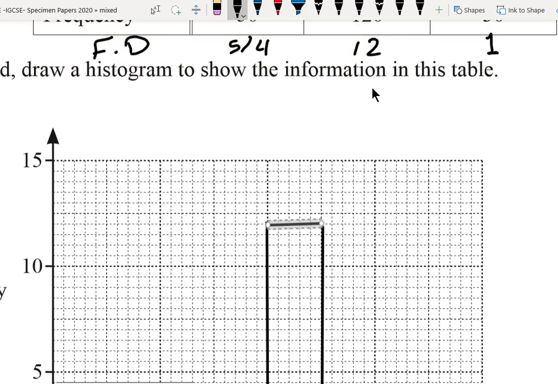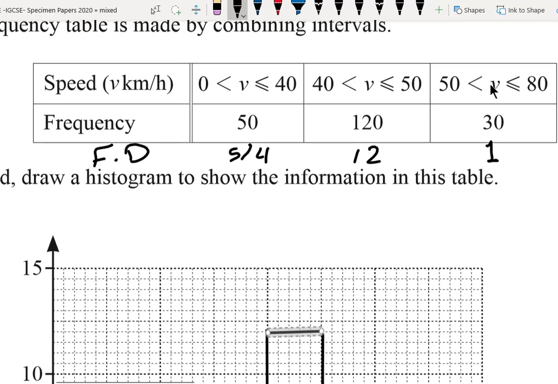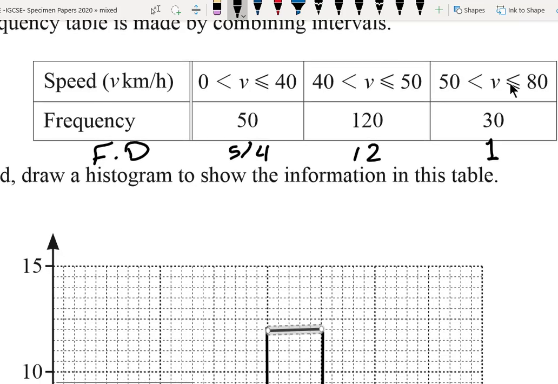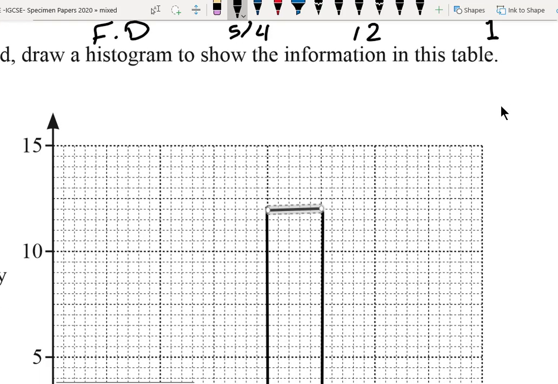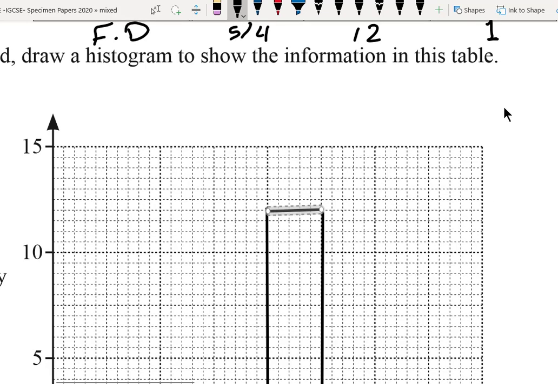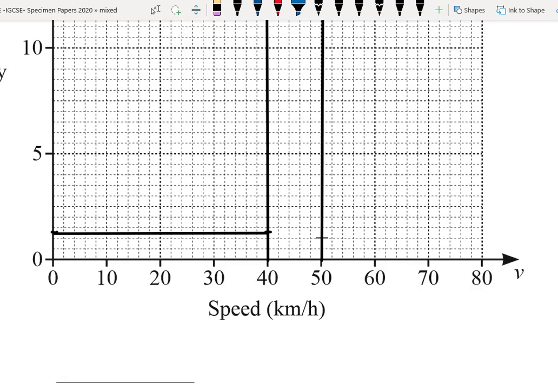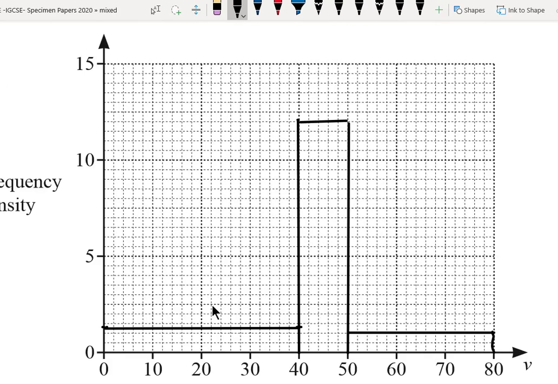Like this. The last bar has width 30, from 50 to 80, and height just 1, which means 2 boxes only, from here to here. So this is the final diagram. Here the height is 5 over 4, here the height was 12, and here the frequency density was 1.